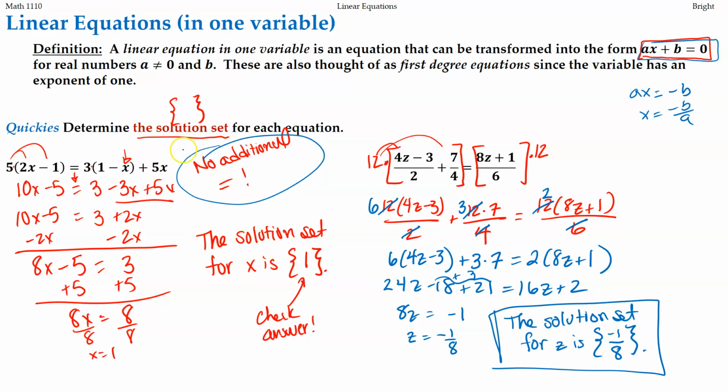Sometimes it'll say solve. In that case, you could stop at x is equal to 1. If it says solution set, then you need this sort of thing. So that's going to wrap up this video, and in the next video we'll talk about absolute value linear equations.